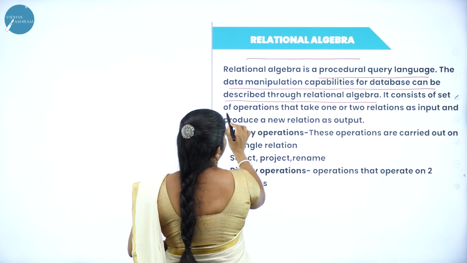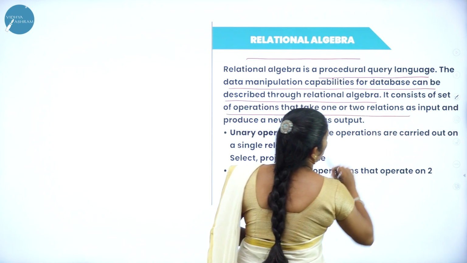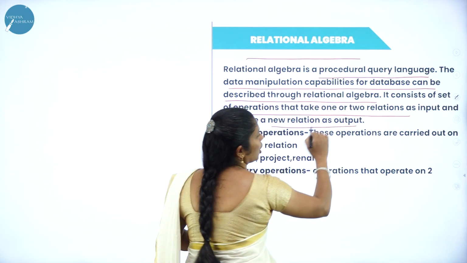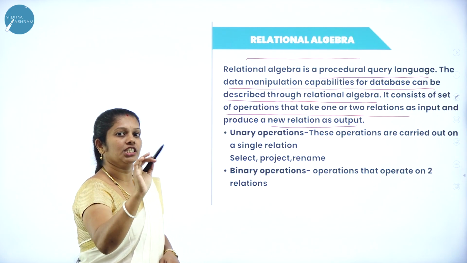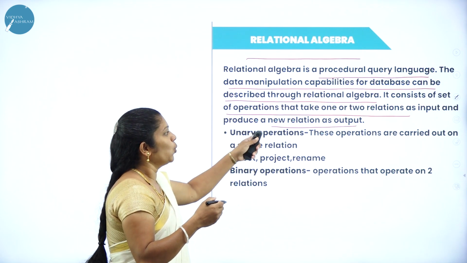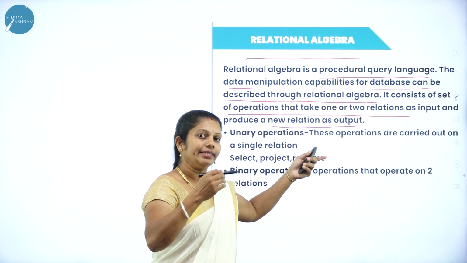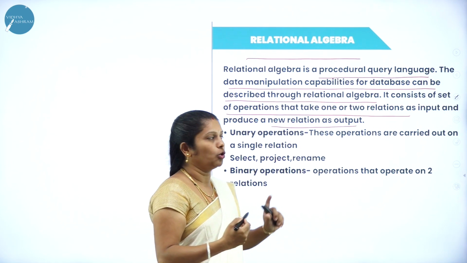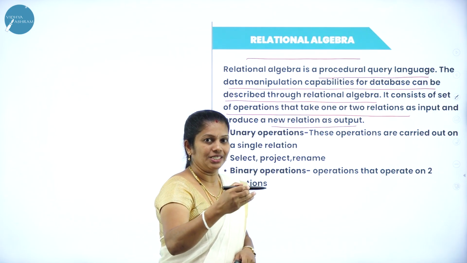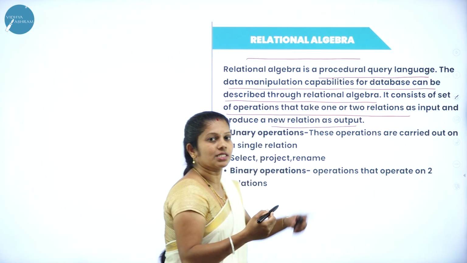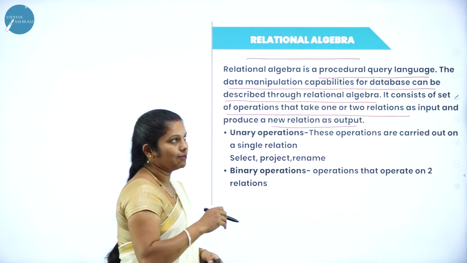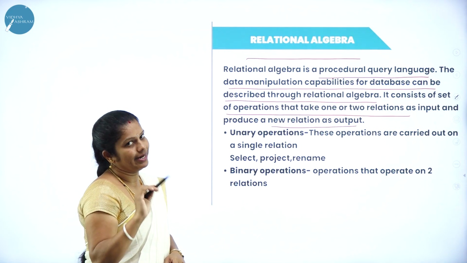It consists of a set of operations that takes one or two relations as input and produces a new relation as output. Here consider relation is nothing but a table. By considering one or more tables, it will produce one new table. On that table, whichever requirement the user wants, in that way it will produce. It will take one or two relations as input and produce a new relation as the user wants. It is a procedural query language.